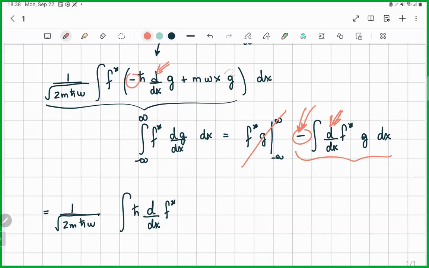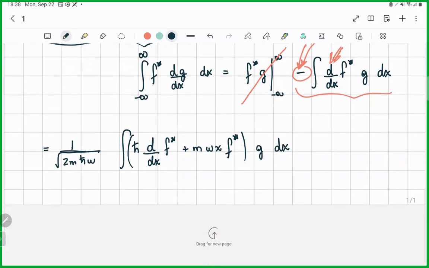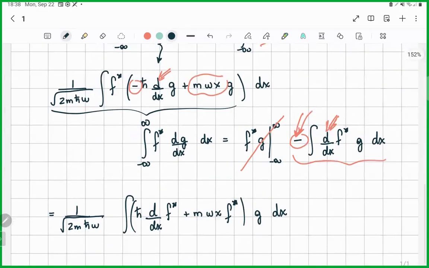Now, how about this other term? This other term is constants, no? m, omega, and x. All these functions, f and g, are functions of x. So I can move this x around with no problem. So I'm just going to put this x in front here, m omega x, also acting on this function f, g. Yeah? So I moved the derivative, correct?